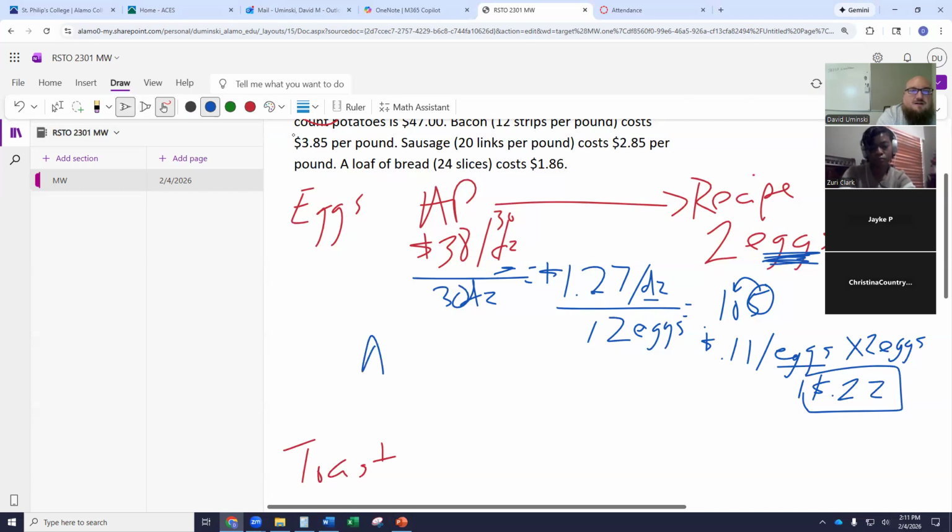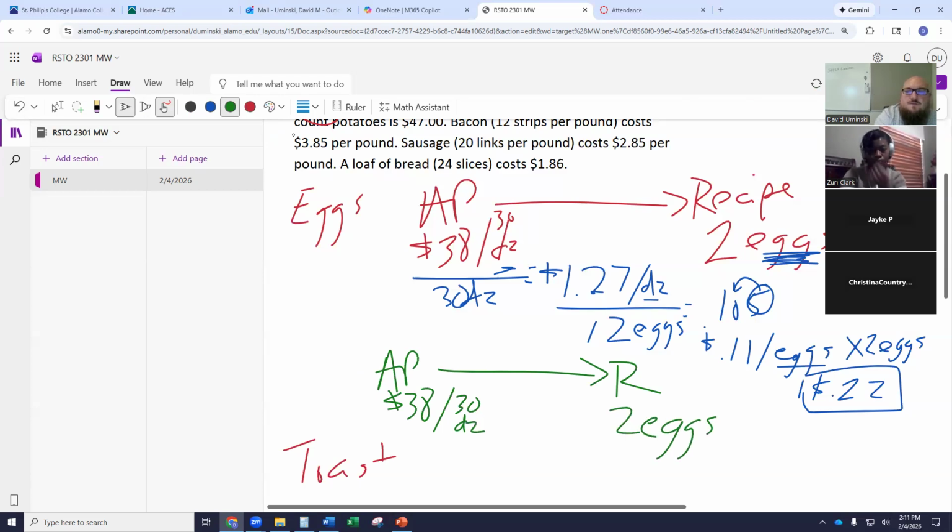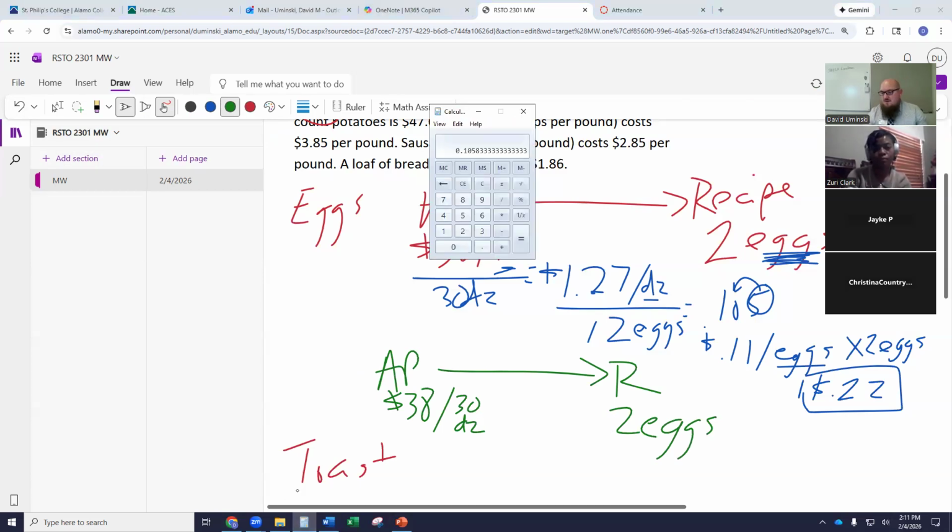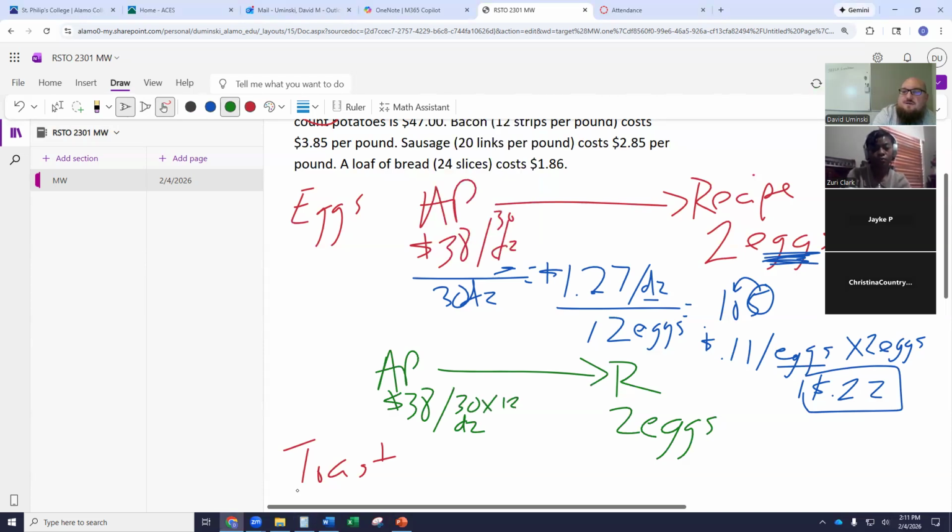So if I have, let me choose a different color, undo that. Let's go green. So if I have $38 per 30 dozen, and I need 2 eggs, okay? How many eggs are in 30 dozen? 360 eggs, right? So by multiplying 30 times 12, that gives me 360 eggs.